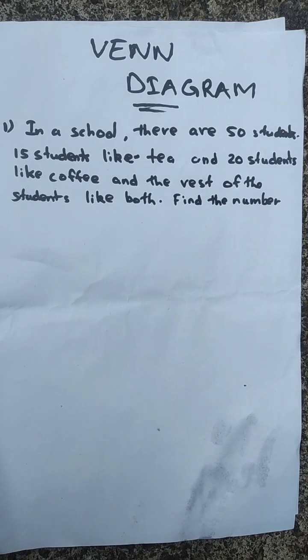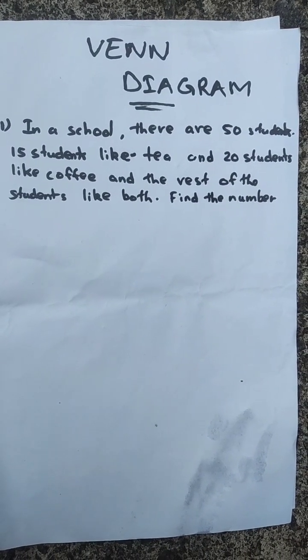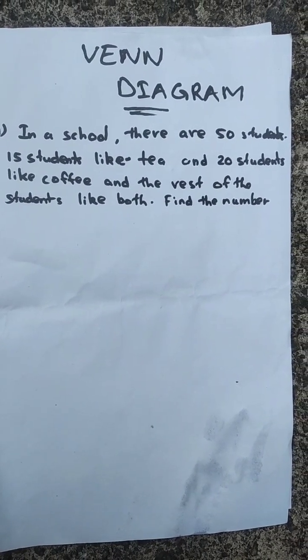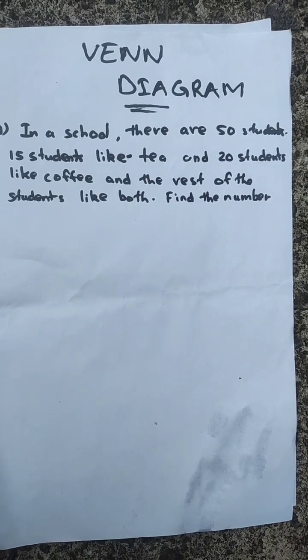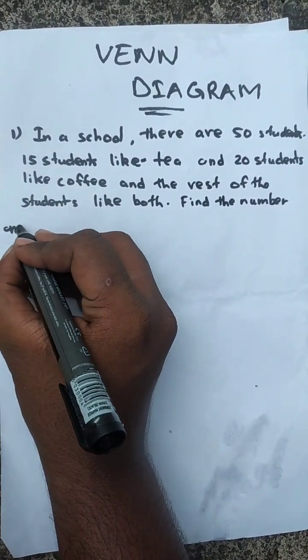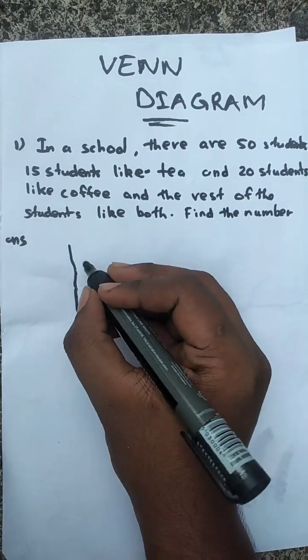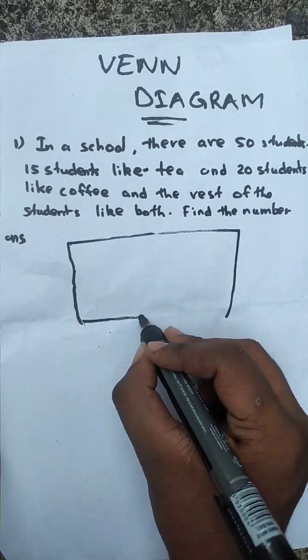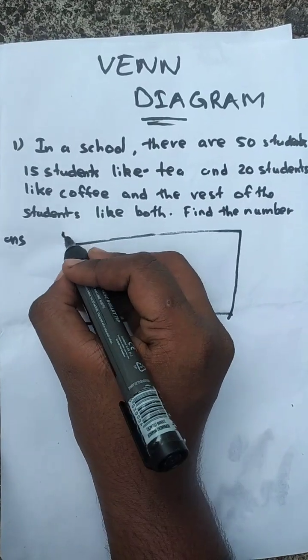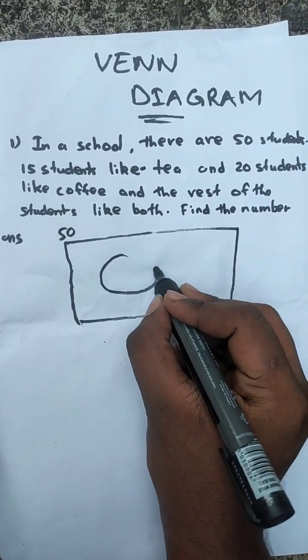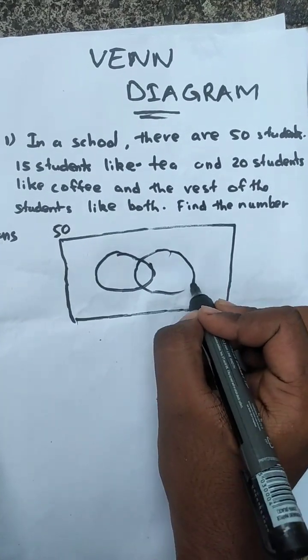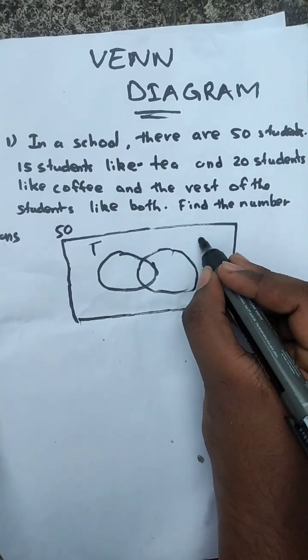In a school there are 50 students, 15 students like tea and 20 students like coffee, and the rest of the students like both. Find the number. It is a simple question. First of all, we draw a Venn diagram like this, with a total of 50 students, and two circles, one for tea and the other for coffee.